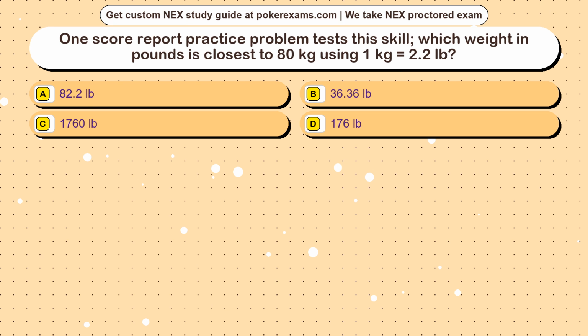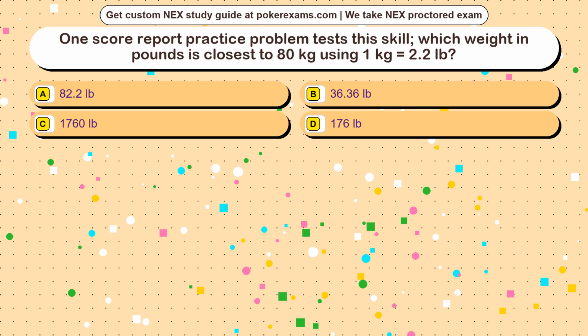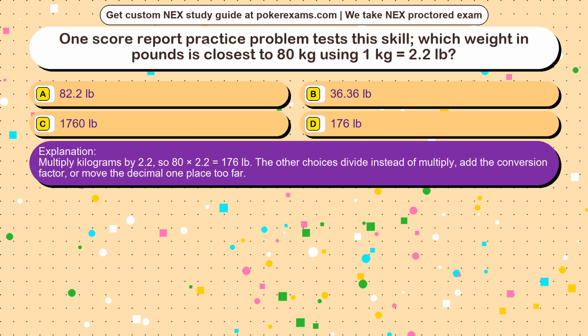Question 11. One score report practice problem tests this skill. Which weight in pounds is closest to 80 kilograms using 1 kilogram equals 2.2 pounds? Option A, 82.2 pounds. Option B, 36.36 pounds. Option C, 1,760 pounds. Option D, 176 pounds. The correct answer is option. Multiply kilograms by 2.2, so 80 times 2.2 equals 176 pounds. The other choices divide instead of multiply, add the conversion factor, or move the decimal one place too far.